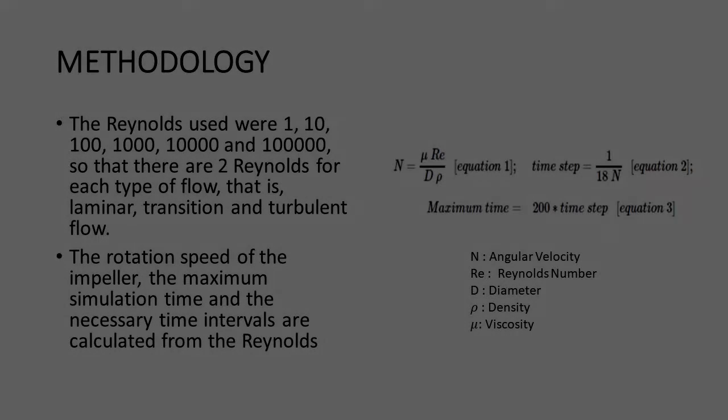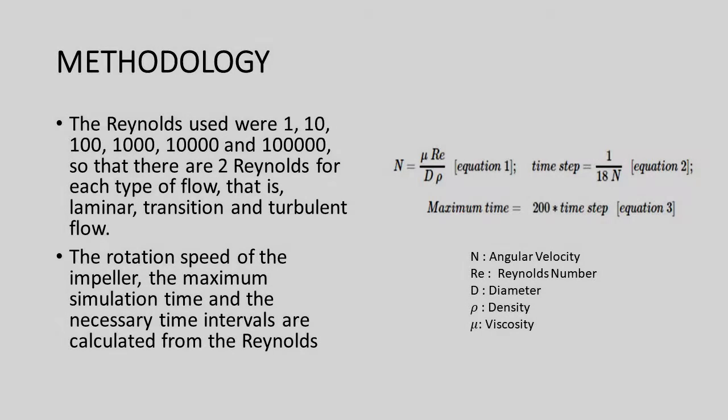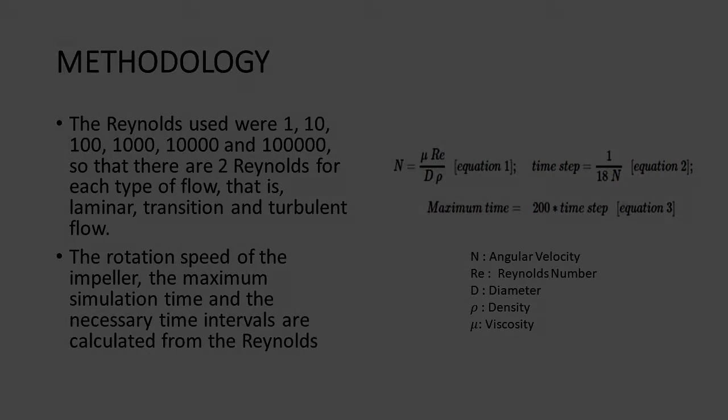While trying to obtain information from all kinds of flows, turbulent, transition, and laminar, we made simulations with 6 Reynolds numbers, 2 for each kind of flow. The rotation speed of the impeller, the maximum simulation time, and the necessary time intervals are calculated from the Reynolds number.